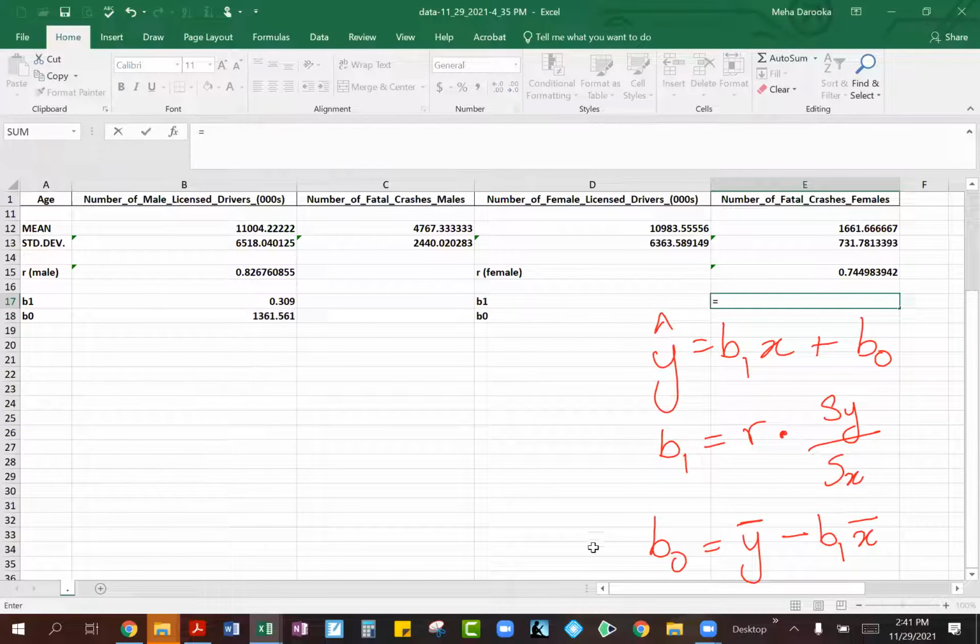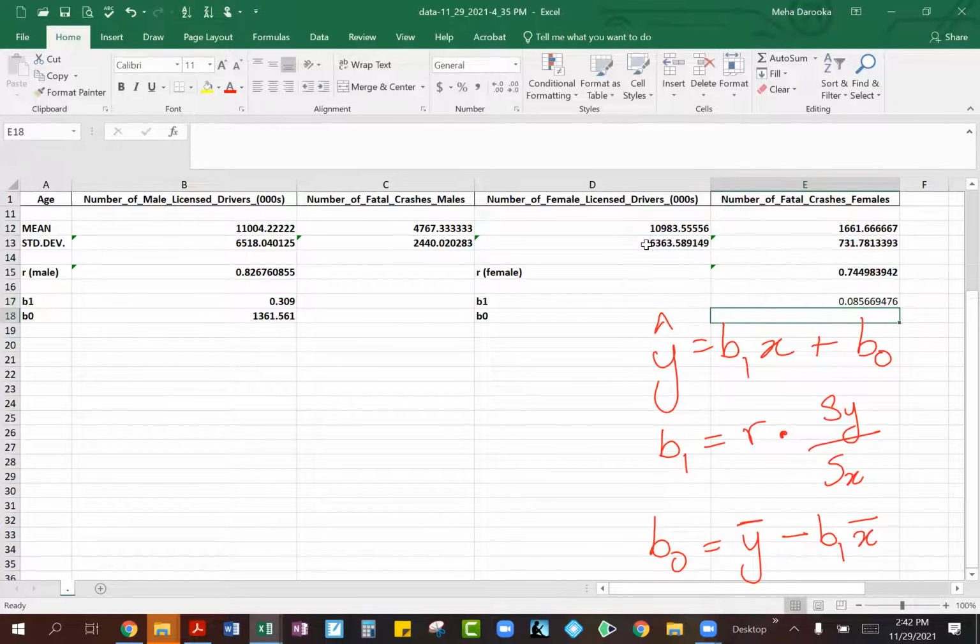So equal to, we're calculating the B1. So again, start with your correlation coefficient. So that's this number here. You are multiplying that with the standard deviation of Y, which of course will be standard deviation of female fatal crashes, divided by standard deviation of the licensed drivers. Okay, so that's our B1.